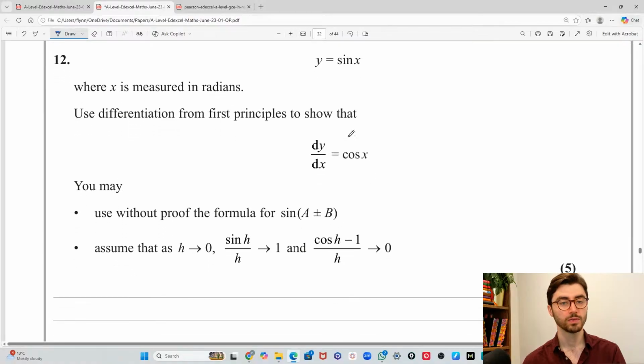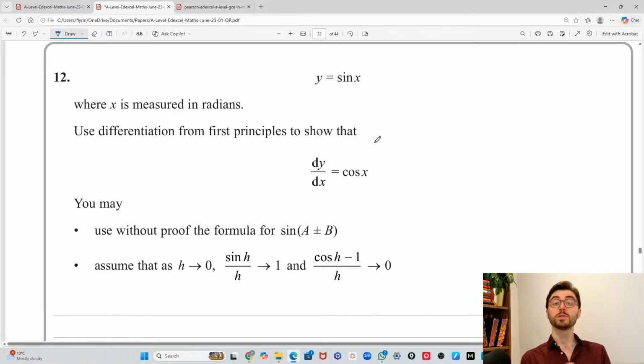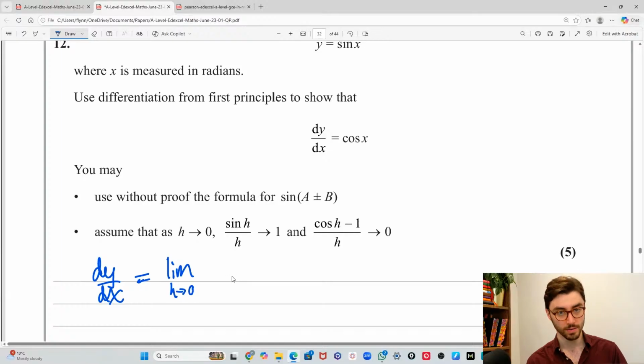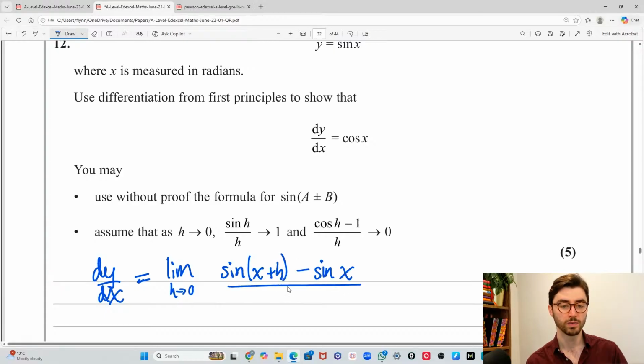Question 12. Ooh, first principles with sine. Okay, we're getting some actual fun now. So here, we are going to say that dy/dx is, and I'm going to write this out in full, guys, the limit as h tends to 0 of sine of x plus h minus sine of x all over h.